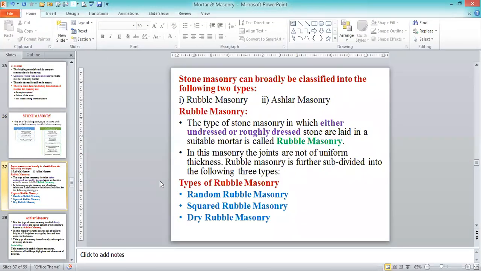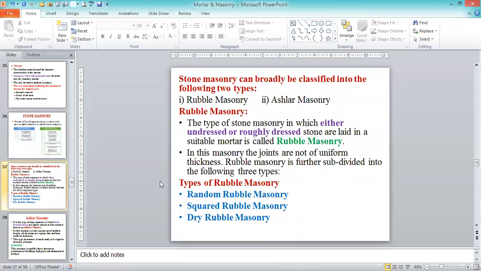We are not doing any dressing or any size and shape requirement. Directly we can use it as it is, and we fill up the various joints that we provide to make sure the masonry is completed and your stone masonry work gives a pleasing and good appearance. So that is what we call rubble masonry.